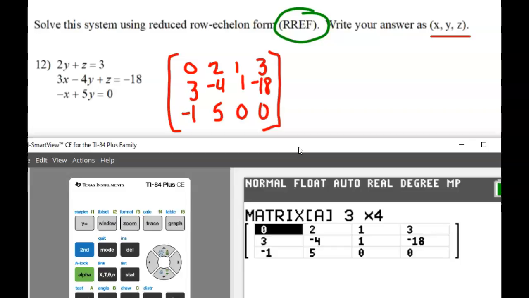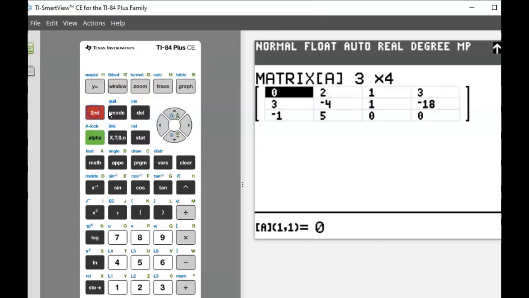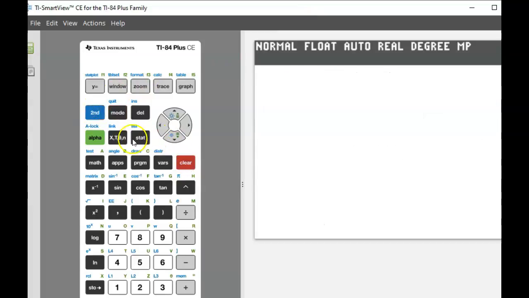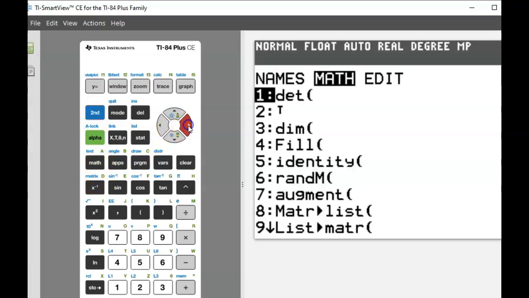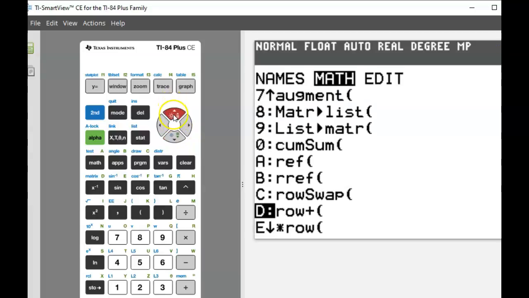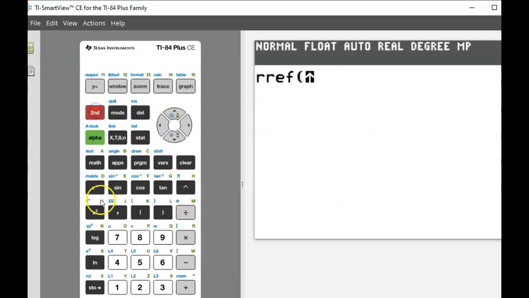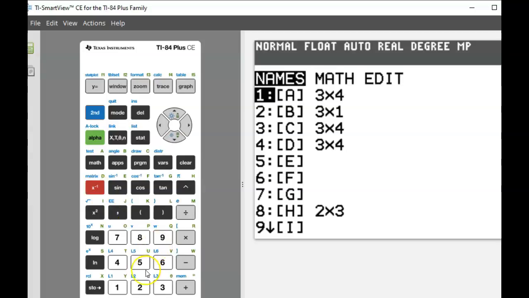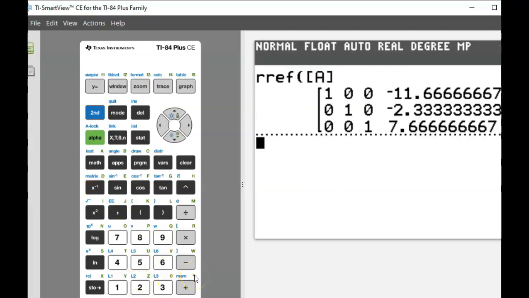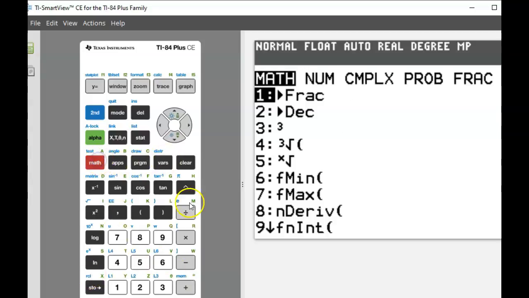Anybody have a question? Okay. Then we quit, we go to the home screen, and we do second matrix over to math, down to the RREF or up, either way, it's choice B. And then you have to go back in and put the name of the matrix and make sure it's the one you stored it in. I did it in matrix 1, or A. Did anybody else get that? Yeah. Okay, do a math, enter, enter. Believe it or not, it works.